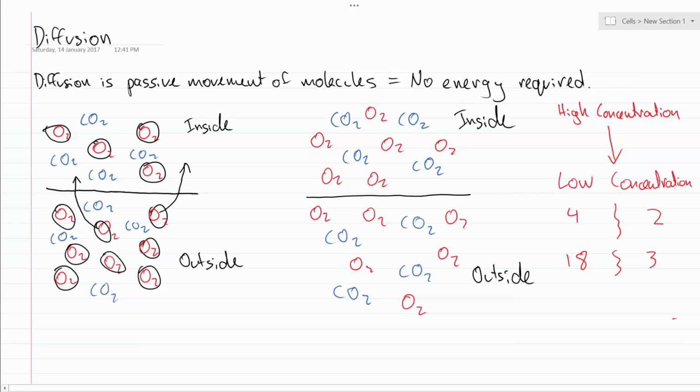So the steeper the gradient, the greater the discrepancy in concentration, the faster the rate of diffusion that will take place. So as you can see, diffusion is a relatively simple concept. It's a passive process which involves the movement of molecules either across a semi-permeable membrane or just in an area throughout an organism, from an area of high concentration to an area of low concentration of that particular molecule.